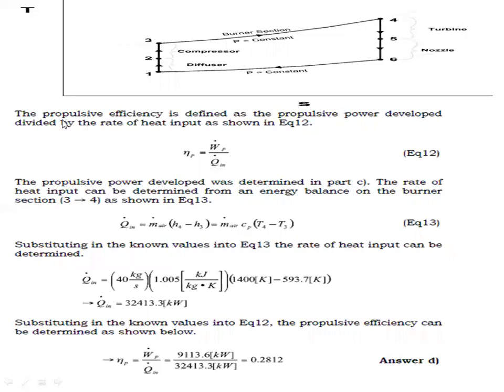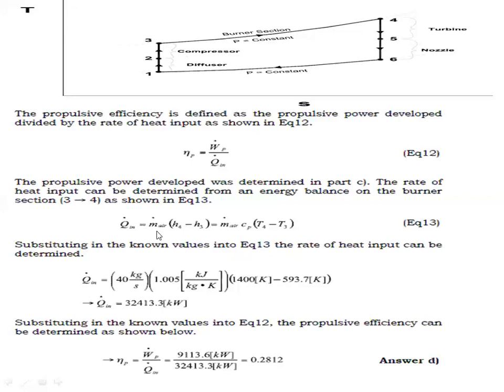Now we need to define the propulsive efficiency. The propulsive efficiency is defined as propulsive power developed divided by the rate of heat input in the cycle. Mathematically, eta_p is equal to W dot P divided by Q in. So W dot P we just calculated. We need to calculate Q in, that is the heat supplied during the process 3 to 4.